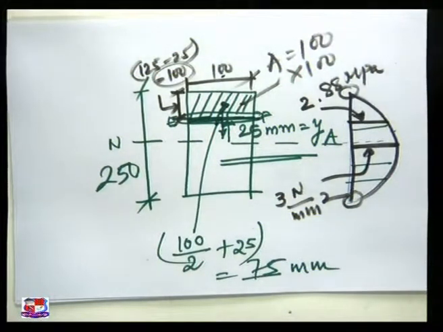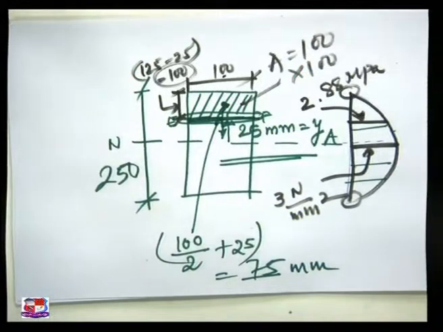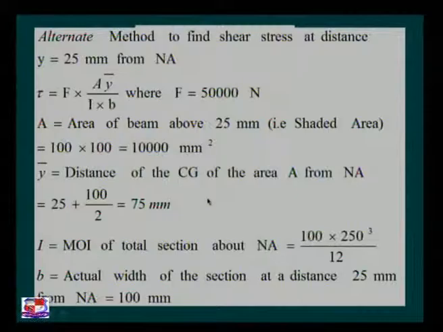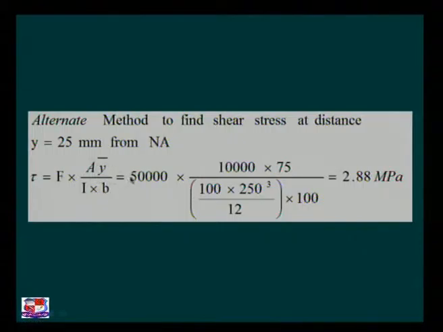By putting all these values on this PPT and solving this equation, F is 50,000, A is 100 cross 100, Y bar is 75, I is BD cube by 12, B is 100. We achieve the same answer as 2.88 megapascal, Newton per mm square. So you can solve this problem either using the direct formula or by using the basic fundamental equation F A Y bar by I B. Proceed for the next problem.